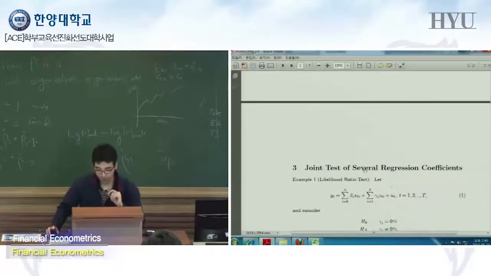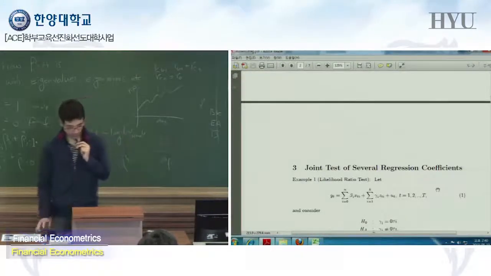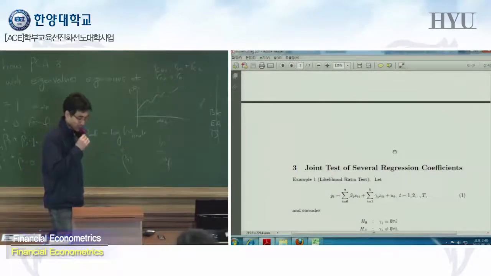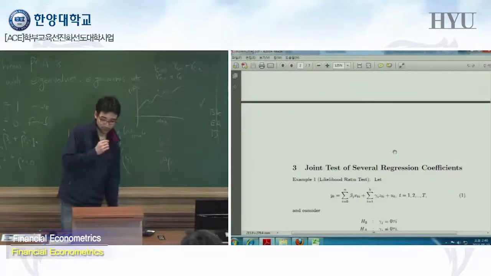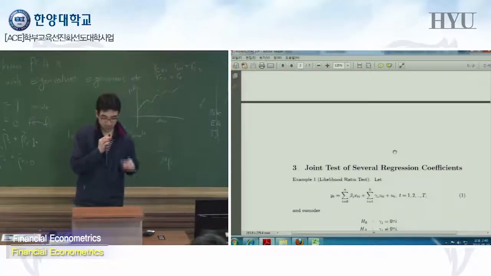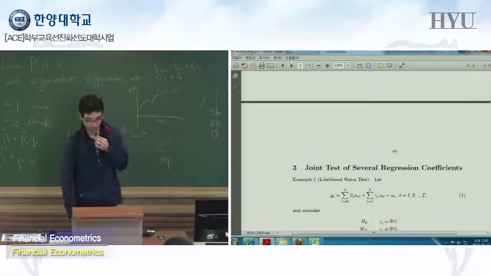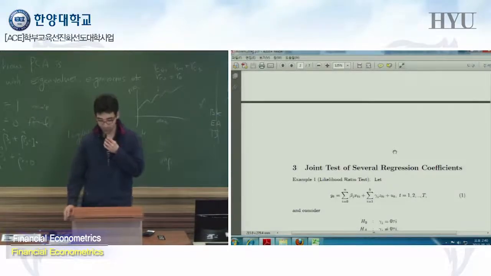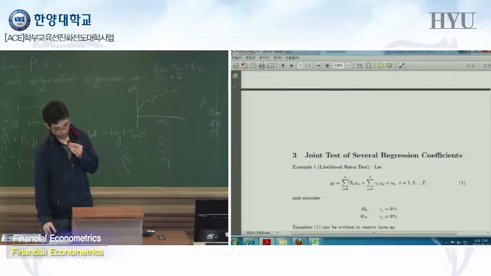Okay, now joint test of several regression coefficients. Example 1, likelihood ratio test. Let our model look like this: y_t equals the sum from i equals 0 to n of beta_i x_ti, and then we have another set of variables, the sum from i equals 1 to k of gamma_i z_ti, and we have a noise error term u_t, and the number of observations is big T.